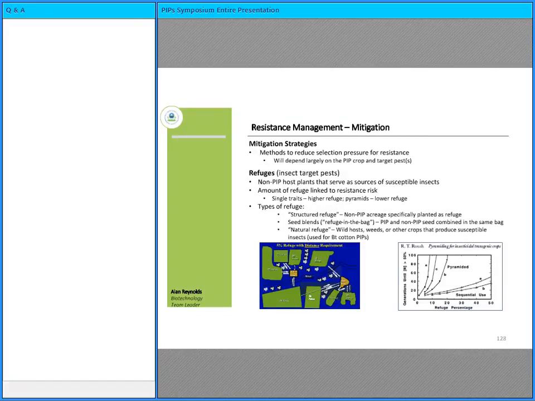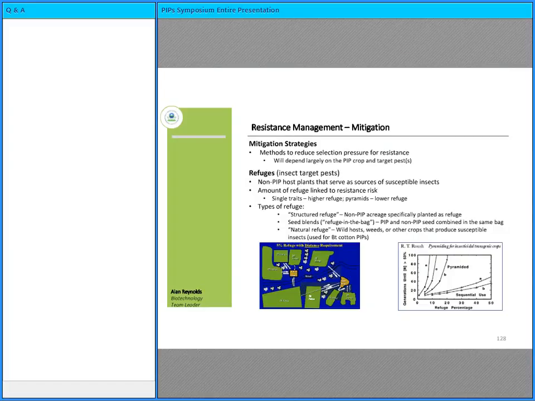Okay, so what do we mean by mitigation strategies for resistance management? These would primarily be techniques that would be used to reduce selection pressure for resistance. And they're going to depend largely on the specific PIP crop we're dealing with and the target pests. So really to date, we've evaluated two different mitigation approaches. The first one is the use of a refuge, and this has been the primary strategy that we've used for the BT crops. And what is a refuge?